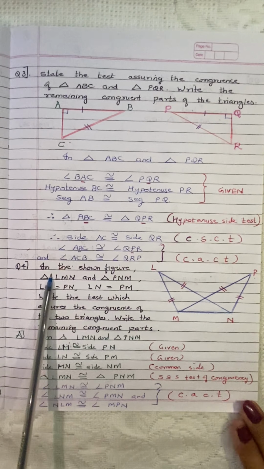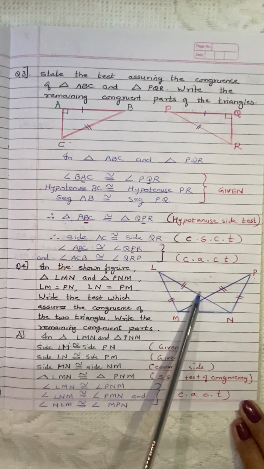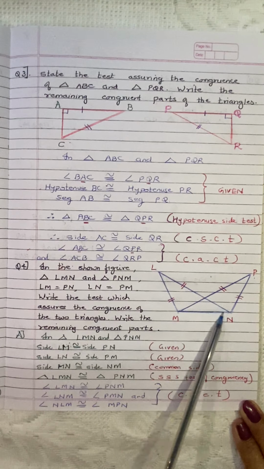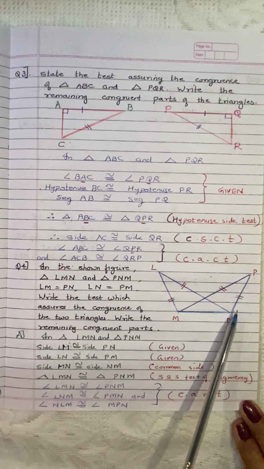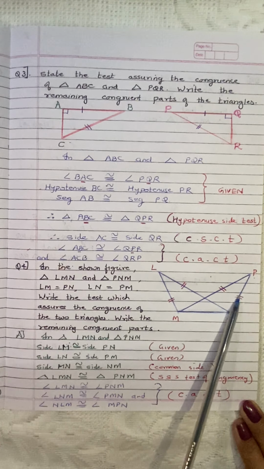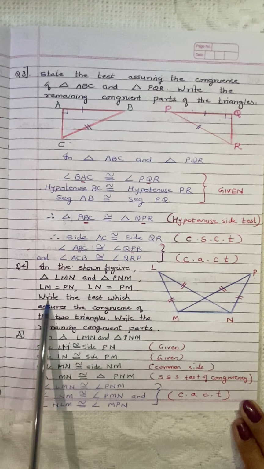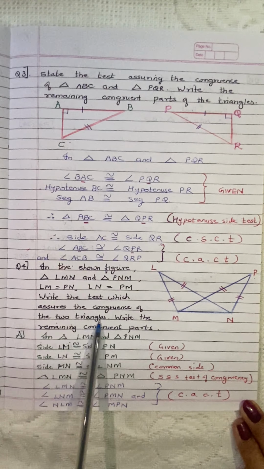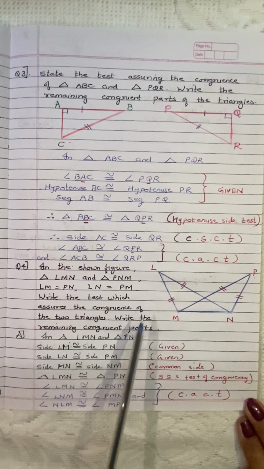Now question number 4. In the shown figure, triangle LMN and triangle PNM. Now we are talking about this triangle, and this is the triangle. These are the two triangles overlapping, having a common side. Write the test which assures the congruence of the two triangles. Write the remaining congruent pairs.